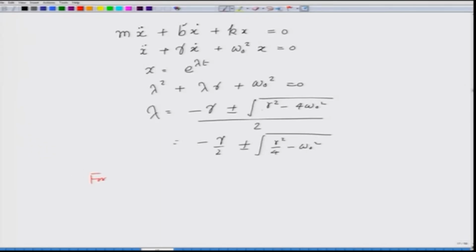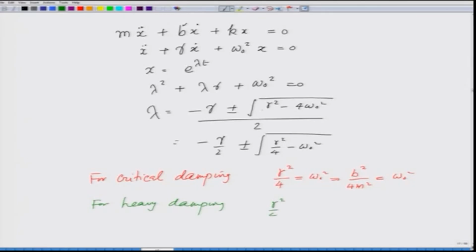Now, B is given for the system and gamma depends on the mass. So, for critical damping, I have gamma square over 4 is equal to omega 0 square, and gamma is B by m. So, B square over 4 m square is equal to omega 0 square. For heavy damping, I have gamma square by 4 greater than omega 0 square, and therefore, B square over 4 m square is greater than omega 0 square.